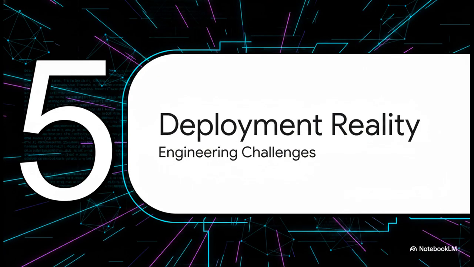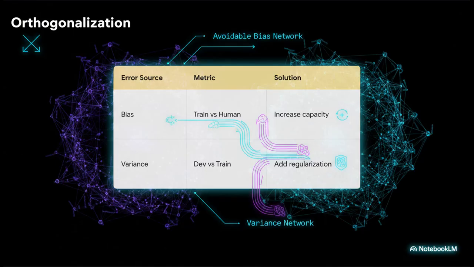Section 5. Real-world deployments reality. We now have to connect this abstract optimization theory directly to the engineering challenges of deployment. Because as any engineer knows, what happens in a pristine training environment rarely survives first contact with real-world data.